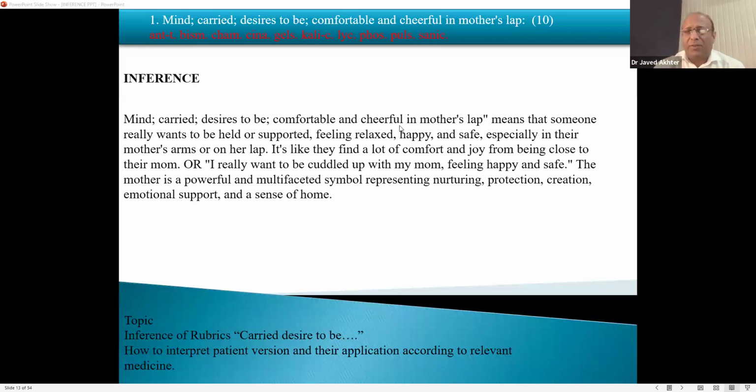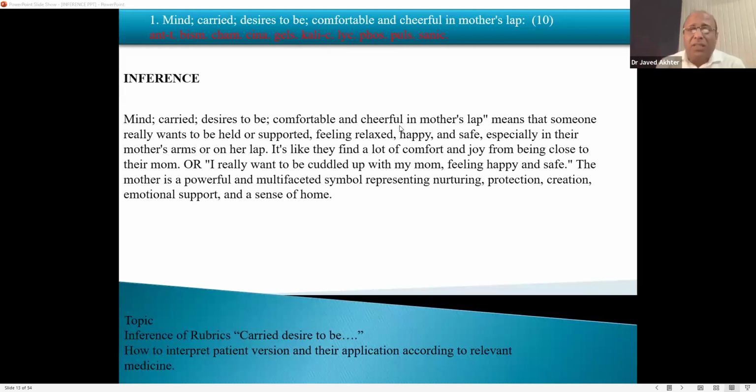What is the meaning of this rubric? Basically, the patient has a carried desire to be comfortable and cheerful in mother's lap. It means that someone really wants help or support, feeling relaxed, happy, and safe, especially in their mother's arms or her lap. It's like they find a lot of comfort and joy from being close to their mom. I really want to cuddle up with my mom, feeling happy and safe.